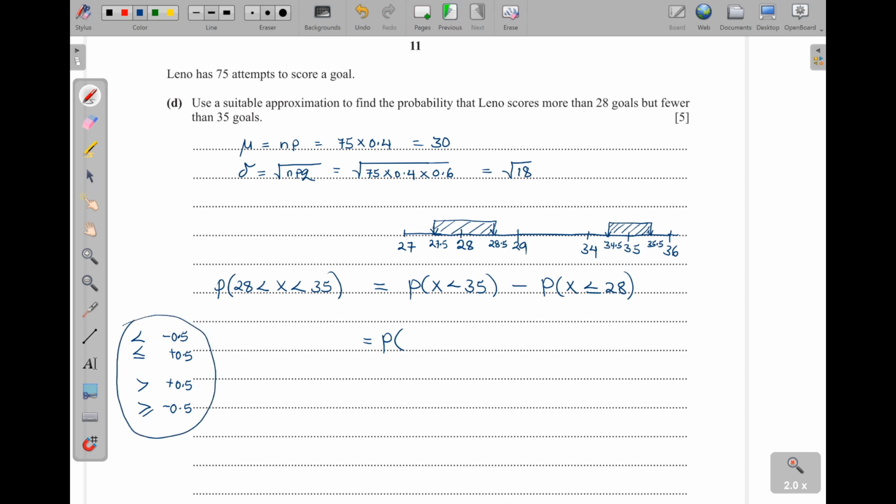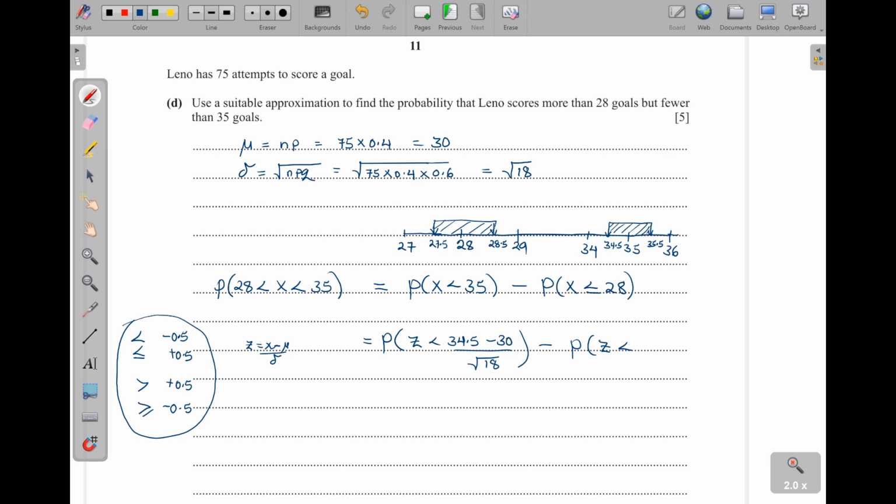So this one, we shall have probability of z less than, subtracting 0.5 here, it will be 34.5. Remember, z is equal to x minus the mean over the standard deviation. So minus our mean, which we have gotten as 30, then divide by root of 18. In normal distribution, we don't have less than or equal, so if the sign is given as less than or equal, it changes to less than.